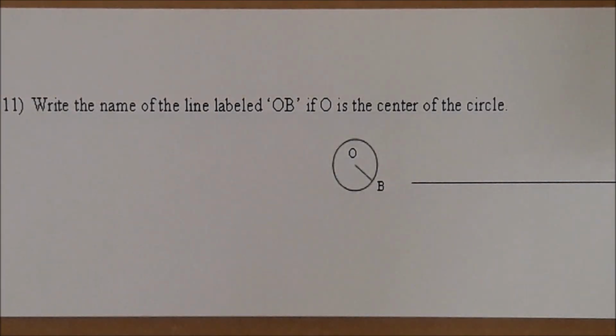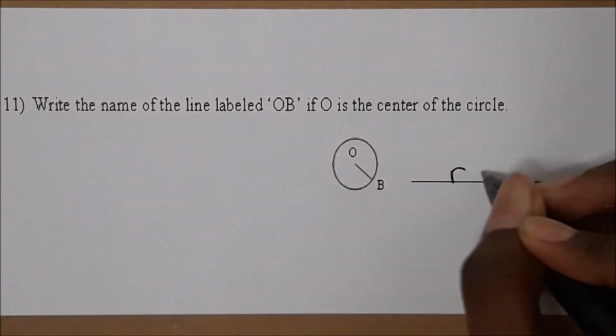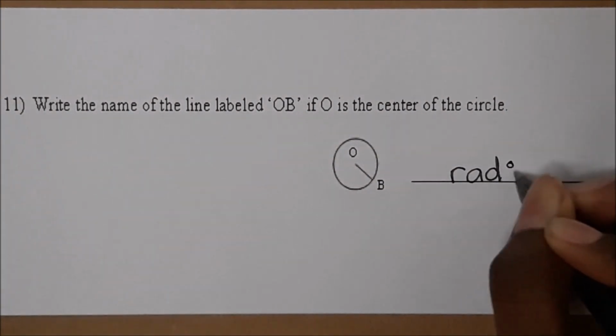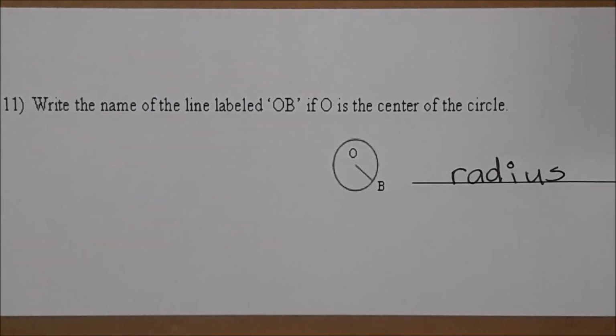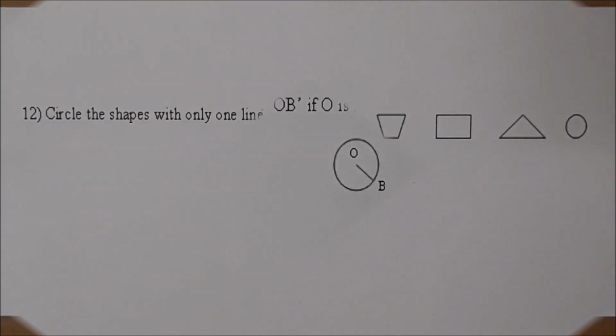Number 11, read it, Raphael. Write the name of the line labeled OB if O is the center of the circle. Okay, so straightforward question. Write that line. Would you name that line? The radius. Write radius. Excellent. Okay, let's move on.